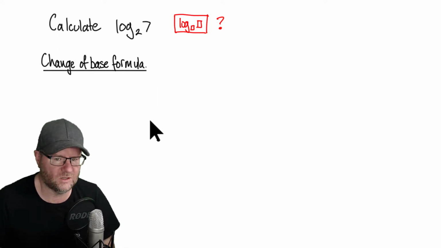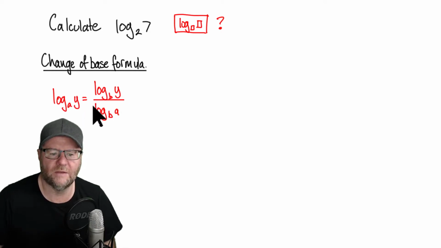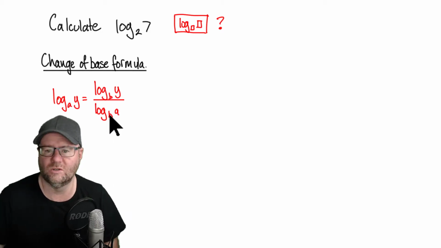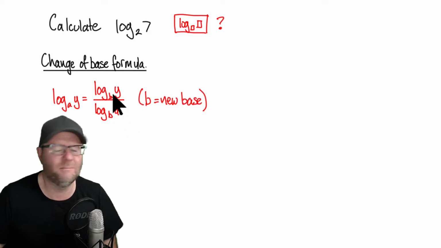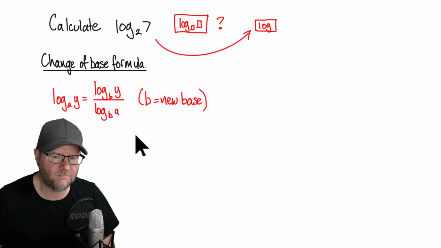Now here's what it looks like. We'll explain it in a second. Log to the base a of y equals log to the base b of y over log to the base b of a. Now the b is simply whatever new base we want. So I can pick any base I want, and I'm going to make that value be where the b is. So how does that help us?